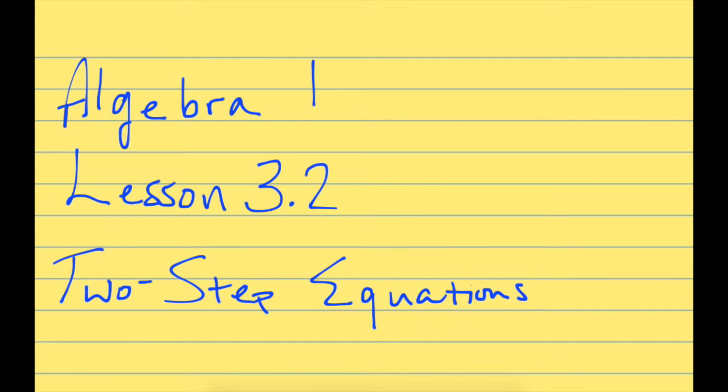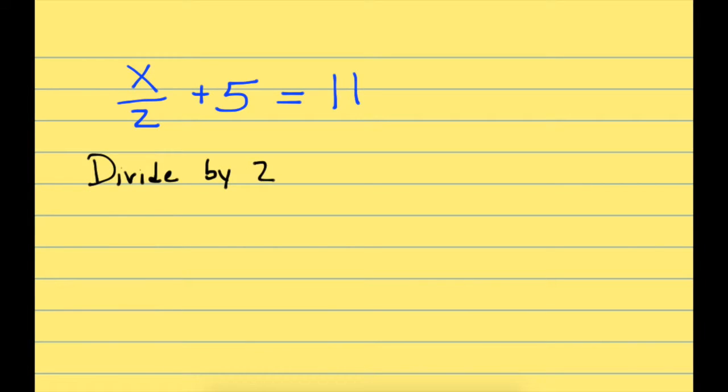Yesterday we were solving one-step equations. Today we're going to solve two-step equations. Now, what we want to do when we're solving two-step equations is first figure out what is being done to the variable. So in this case, if I were to follow my order of operations, it would tell me to, when I have a value for x, divide by 2, and then add 5 to that result.